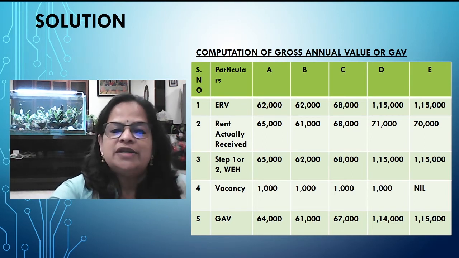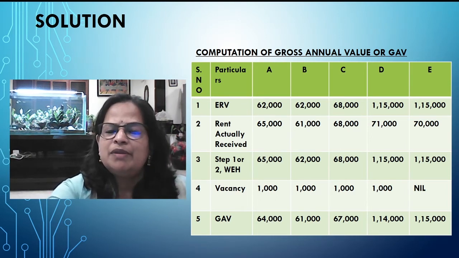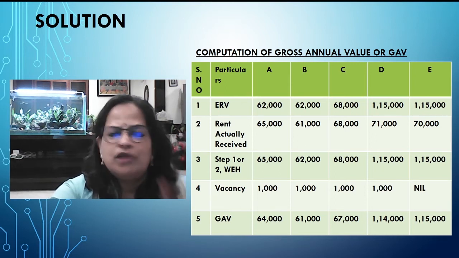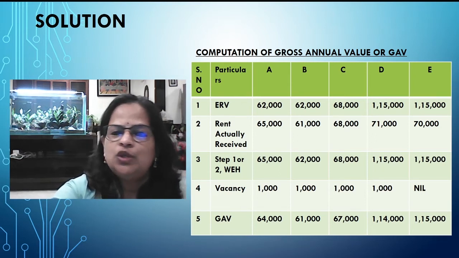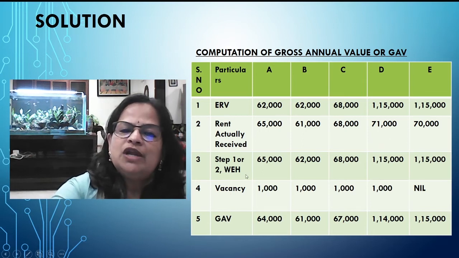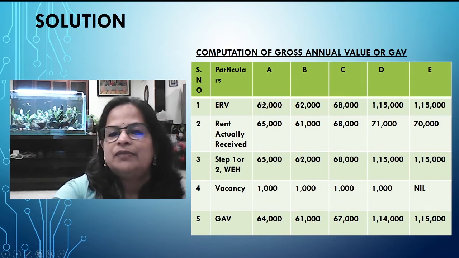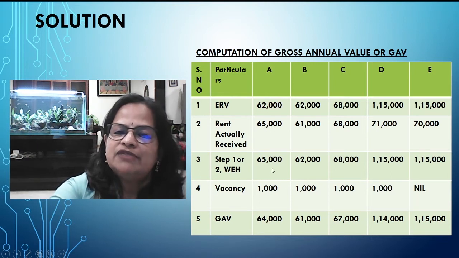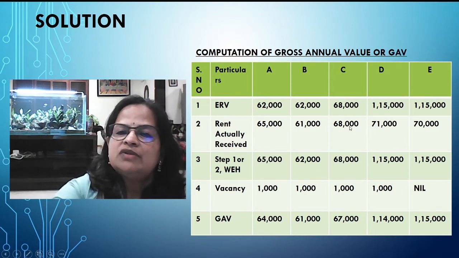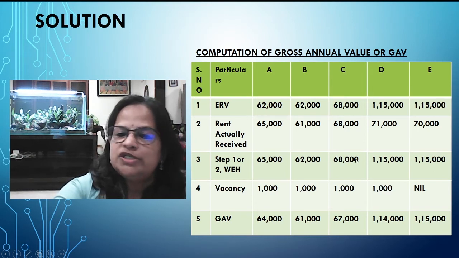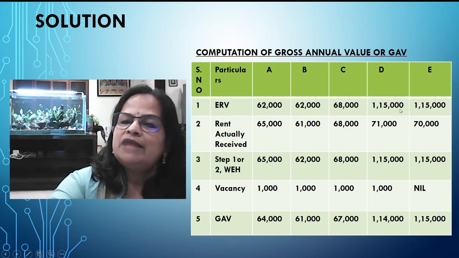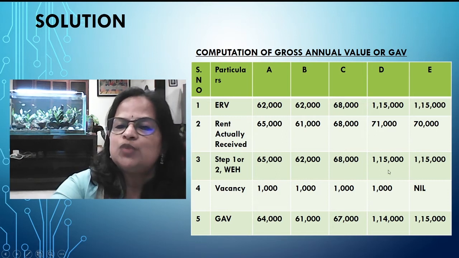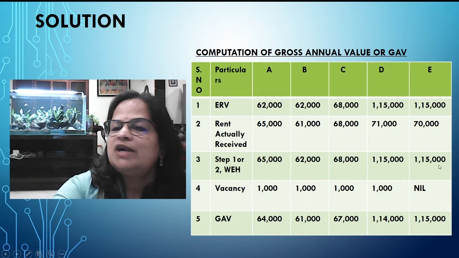Now, rent actually received, that you have to remember. Meaning if unrealized rent is there, you have to reduce that value. That also, now you know that you will get these values. Now step 1 value or step 2 value, whichever is high. So compare 62,000 and 65,000, higher value 65,000. 62,000 and 61,000, higher value 62,000. 68,000 and 68,000, same value, there is no change, so you will get 68,000. 1,15,000 and 71,000, it's 1,15,000. Now it's 1,15,000 and 70,000, 1,15,000.